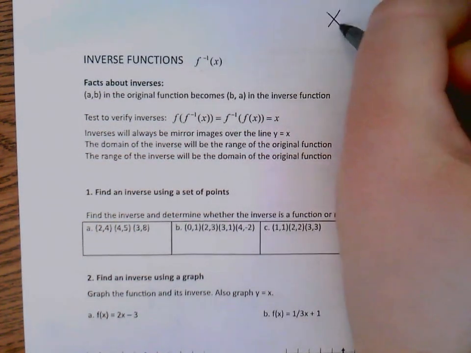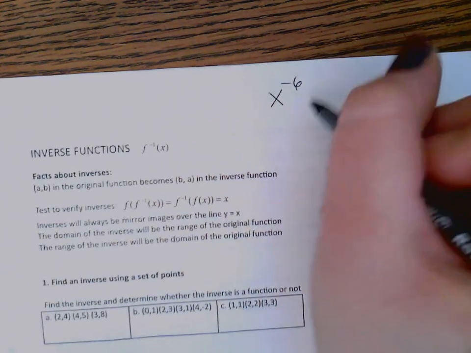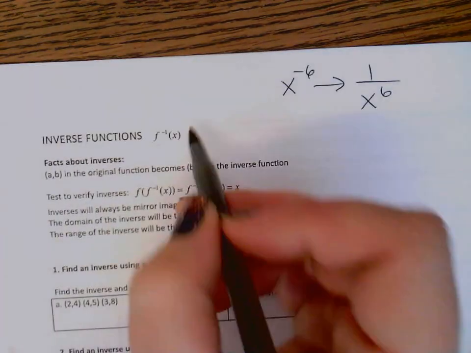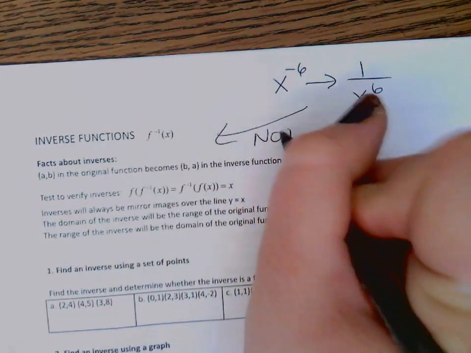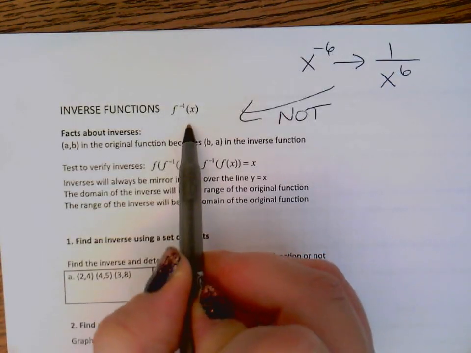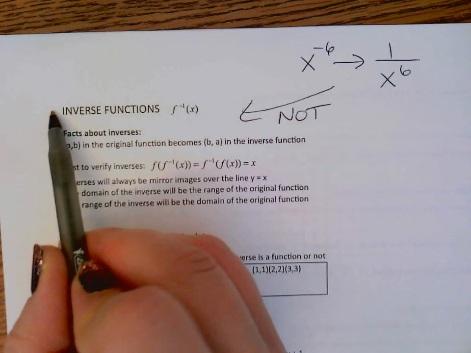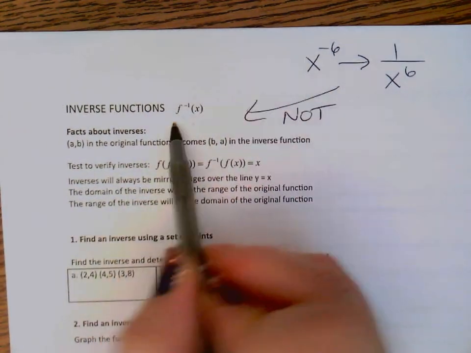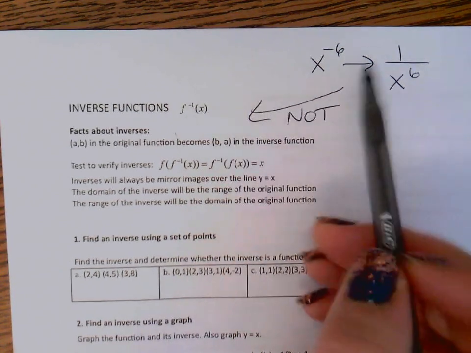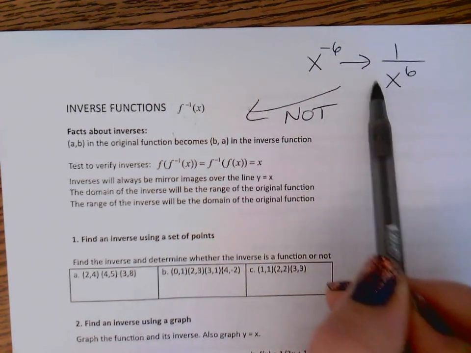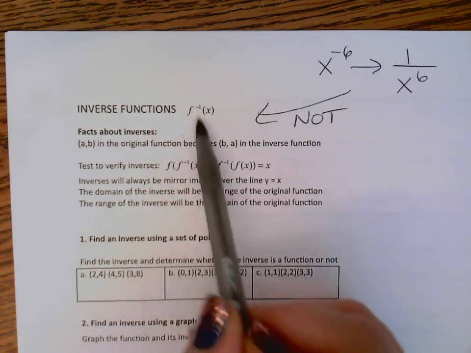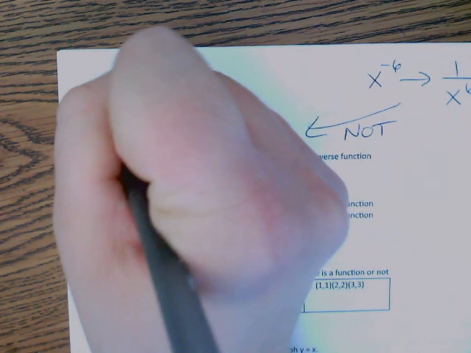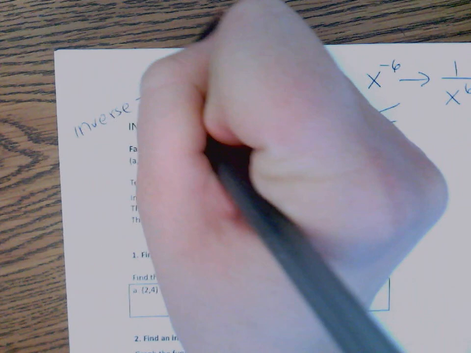We're used to saying that if I have x to the negative sixth, I can write that as 1 over x to the sixth. That is not what this notation means. This notation just means inverse function. So don't confuse the two negative exponents. If you're simplifying, this is what you do. This just means inverse. So you're not doing the reciprocal. So inverse does not mean reciprocal.